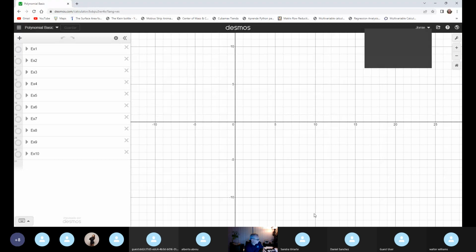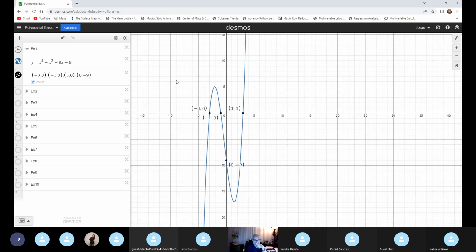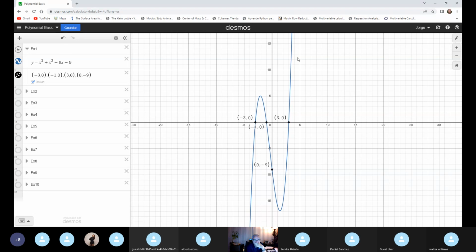Do you see that? Okay. Look at example 1. Example 1 is the same example, x cubed plus x squared minus 9x minus 9. And we have different points because I know negative 3, 0, negative 1, 0, 3, 0 are the x-intercepts, and 0, negative 9. Bang! Look at that. Do you see the end behavior? It's right up, left down. We have 3 important points. The x-intercepts, I put in black color: 3, 0, negative 1, 0, and negative 3, 0. And 1 y-intercept, which is the point 0, negative 9.